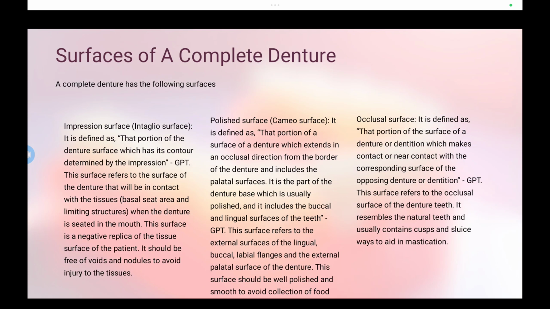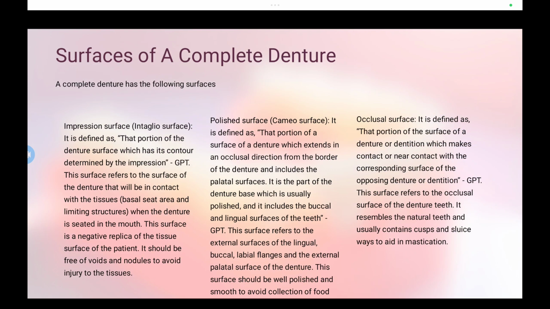So the polished surface is the surface involving the buccal, labial and lingual flanges. The flanges we will read in the next few slides. Then you will know about it more clearly.